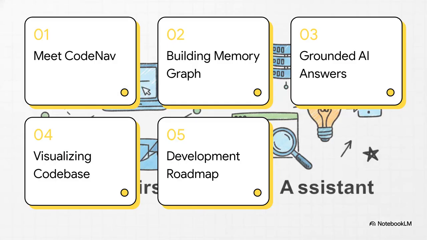For this explainer, we have a quick roadmap. 1. Meet CodeNav. 2. Building the memory graph. 3. Grounded AI code answers. 4. Visualizing your code base. And 5. The development roadmap.